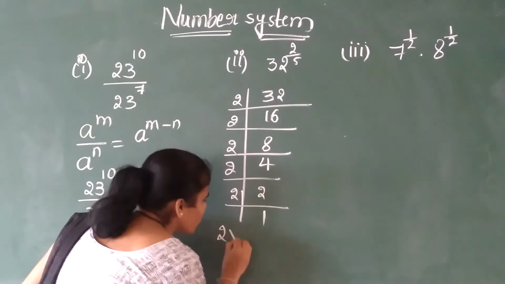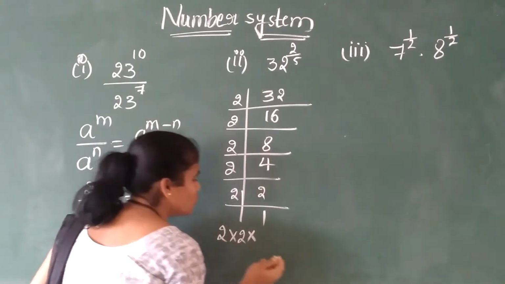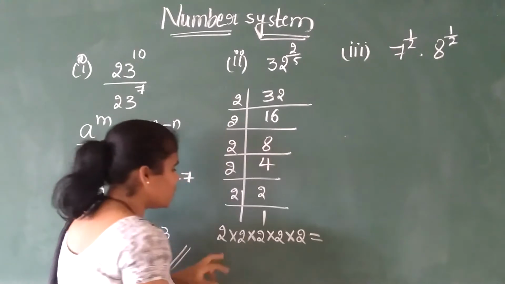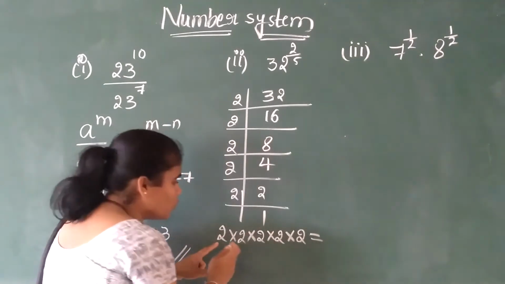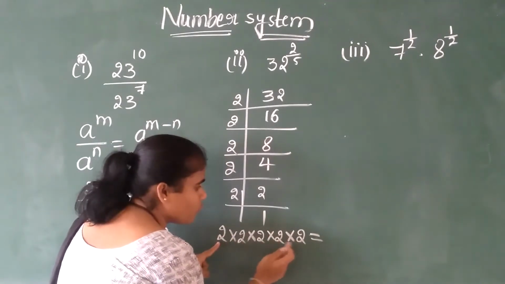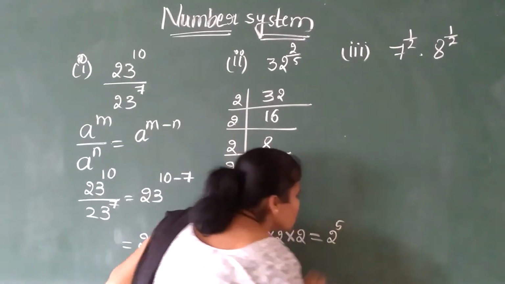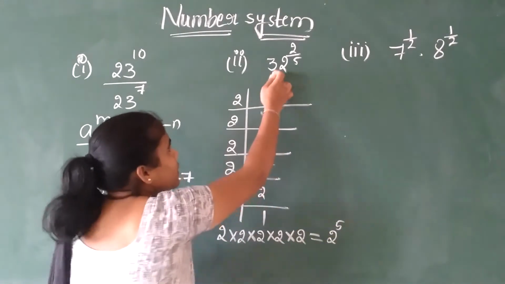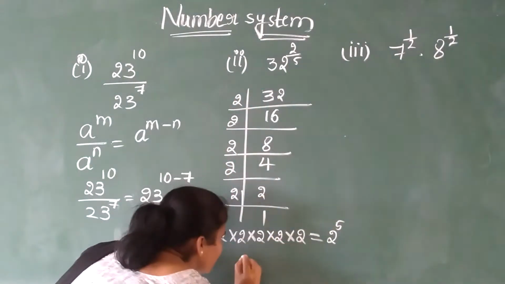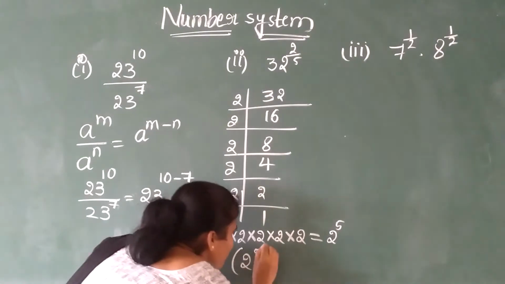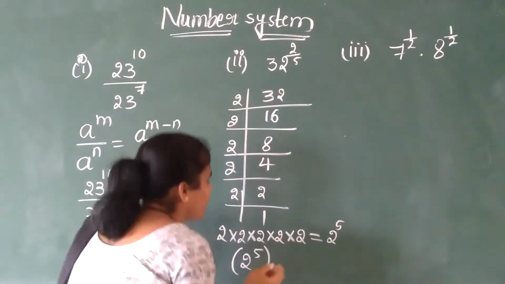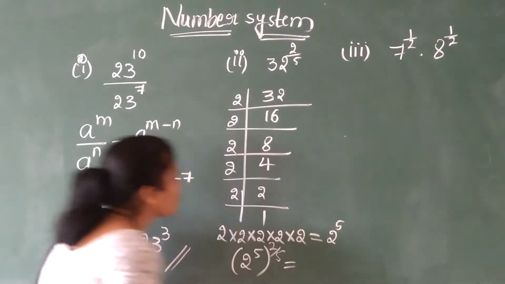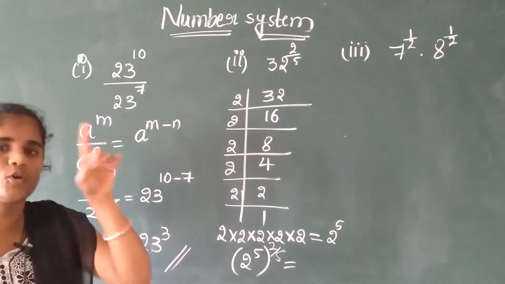See the LCM what you will get here, 2 into 2 into 2 into 2 into 2 is equal to, we have multiplied 2 five times, 1 2 3 4 5. So 2 to the power 5 you will get. Here 32 is nothing but 2 to the power 5. 2 to the power 5 whole to the power 2 by 5. Next we have to use the law, that is a to the power m whole to the power n.